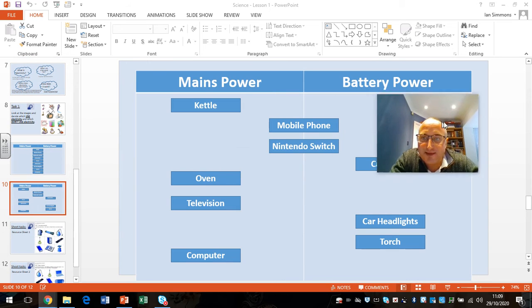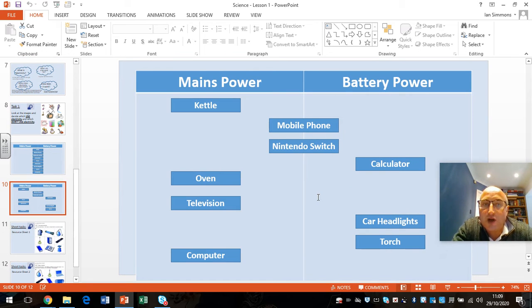Okay, so here are my answers. So I've got kettle, oven, television, and computer in the mains powered. You have to plug them in order to make them work. We've got calculator, car headlights, and torch in battery powered. Anybody want to think about why I've placed mobile phone and Nintendo Switch in the middle? That's right. Whilst they run on batteries, they have to be charged using mains power.